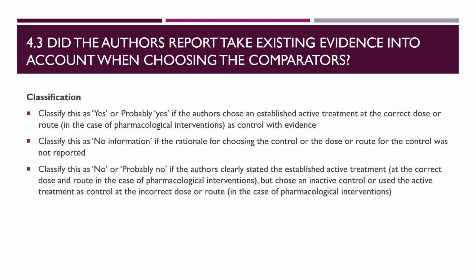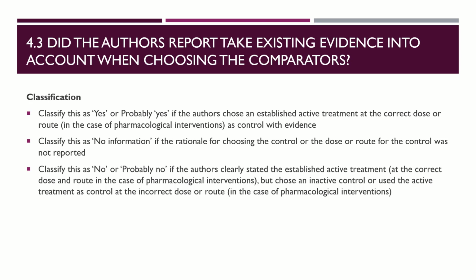So they actually say this is what we chose as control because this is the current treatment provided for this disease. So that's why we chose them as control. This is the correct dose and route by which this is actually administered. Classify this as no information if the rationale for choosing the control or the dose or route for the control was not reported.